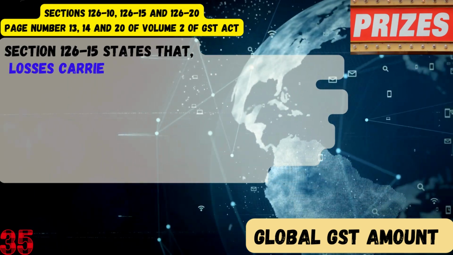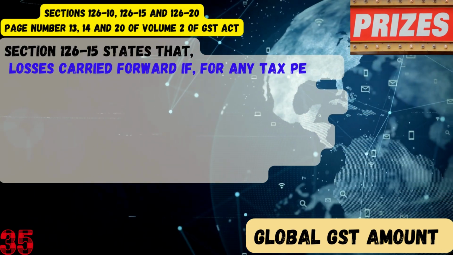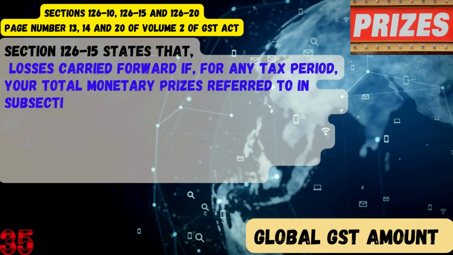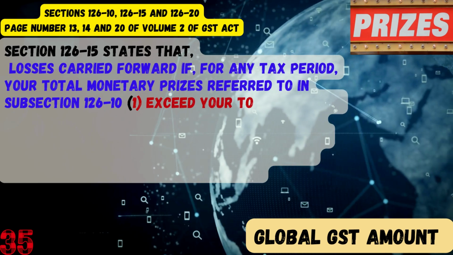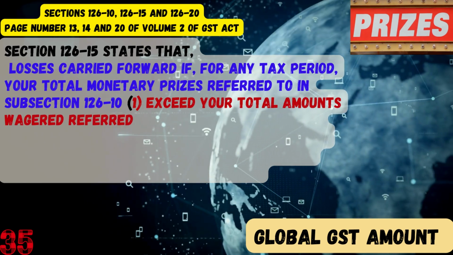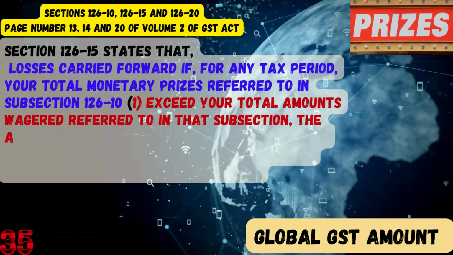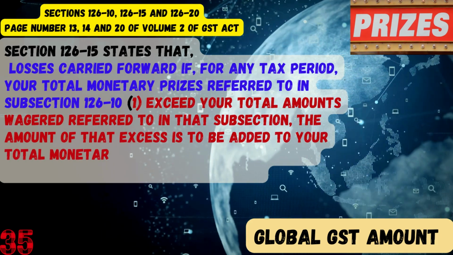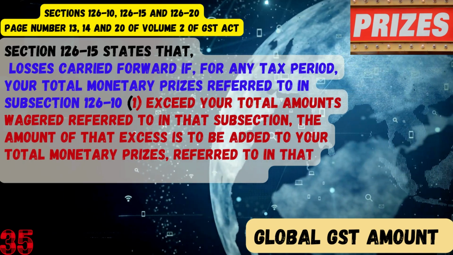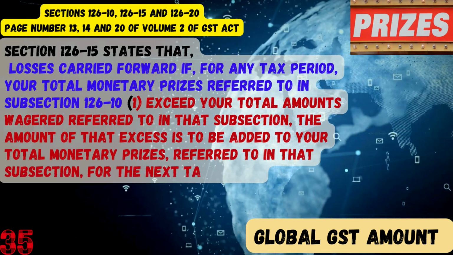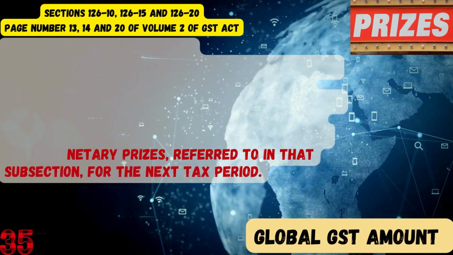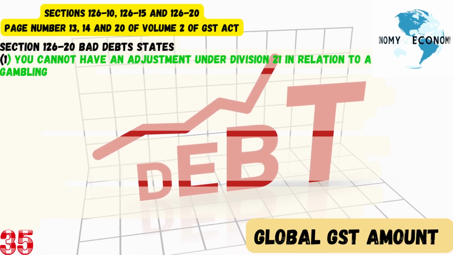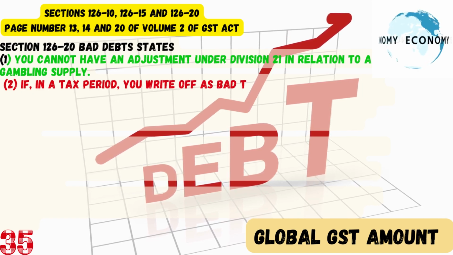Section 126 to 15 states that losses carried forward: if, for any tax period, your total monetary prizes referred to in subsection 126 to 10(1) exceed your total amounts wagered referred to in that subsection, the amount of that excess is to be added to your total monetary prizes, referred to in that subsection, for the next tax period. Section 126 to 20, bad debts, states: 1.